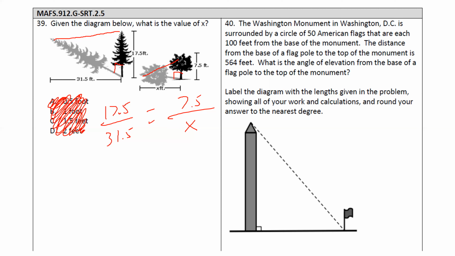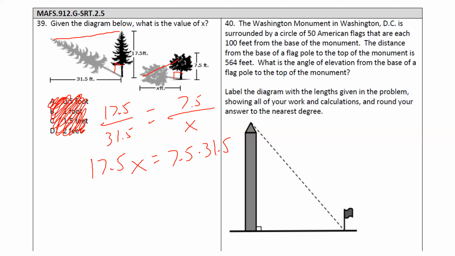Now, if you set up a different proportion, how do you know if it's correct? Well, diagonally, the same numbers should be across from each other. So if you have a proportion set up and you have the same numbers diagonally, you're fine, because the next step is to cross multiply. So once we cross multiply, we should have the same values no matter what. So we should end up with 17.5 times X equals 7.5 times 31.5.